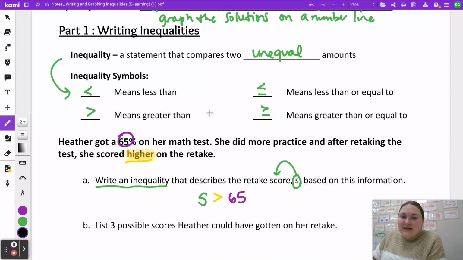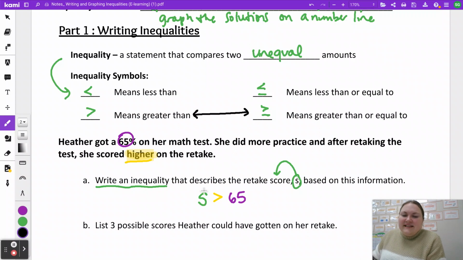We do have two types of greater than signs. We have a greater than sign and we have a greater than or equal to sign. Any idea why we're using the greater than sign and not greater than or equal to? Well, it's going to come back to the story. We highlighted this word higher. Higher means only greater than. If she scored a 65 on the retake, she didn't do higher, she did the same. And so that's how we help decide between greater than and greater than or equal to. It's going to be based on words in the story.